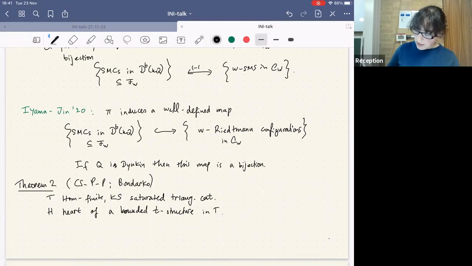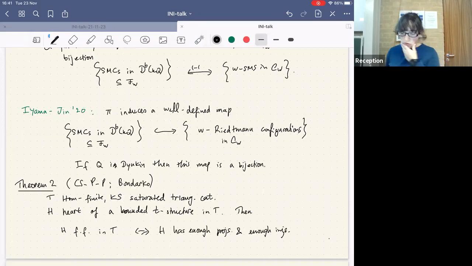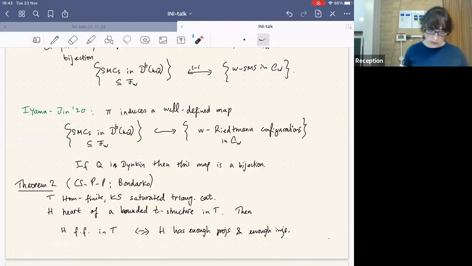So this is the setting. Then this heart is functorially finite in the ambient category T if and only if H has enough projectives and enough injectives. And this might be quite useful and also a surprising result in the sense that it relates two conditions, of which only one takes the ambient category into account. So it's surprising in that way.